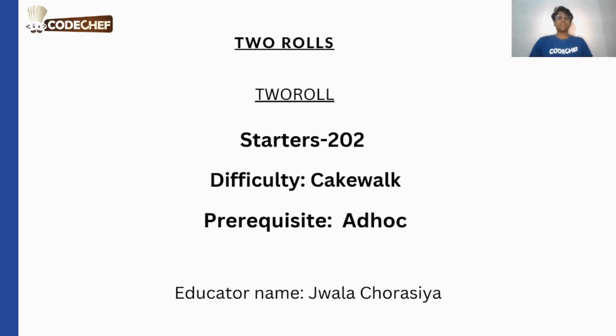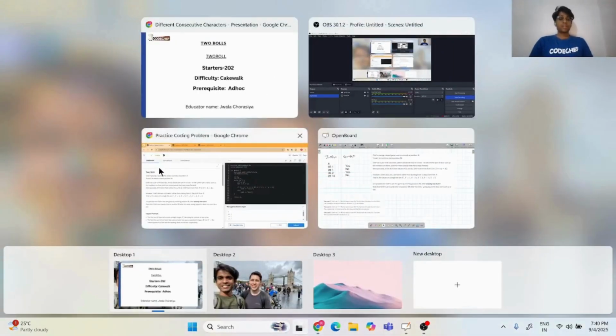Myself Jala Chaurasi and today we are going to solve the problem which came into Starters 202. The name of the problem is Two Rolls and the problem code is TWOROLL. The difficulty rating of the problem is cakewalk and the prerequisite is ad hoc. Let's start with reading the problem statement over here.